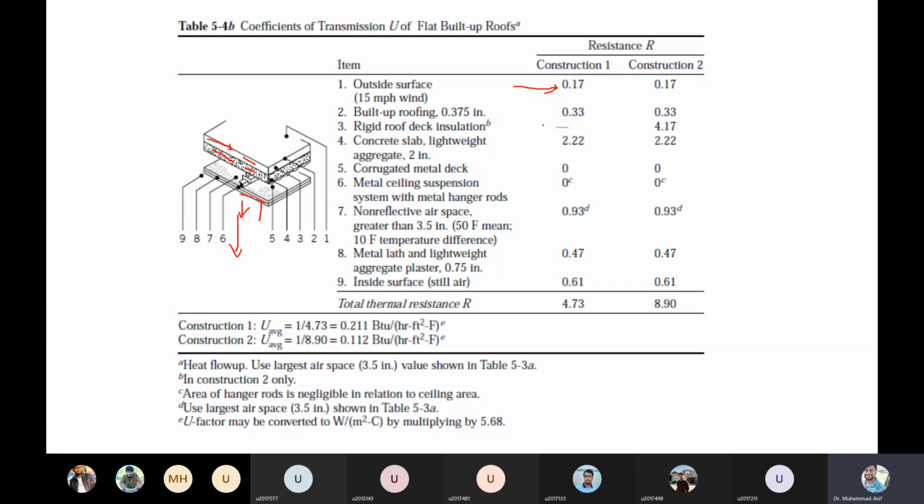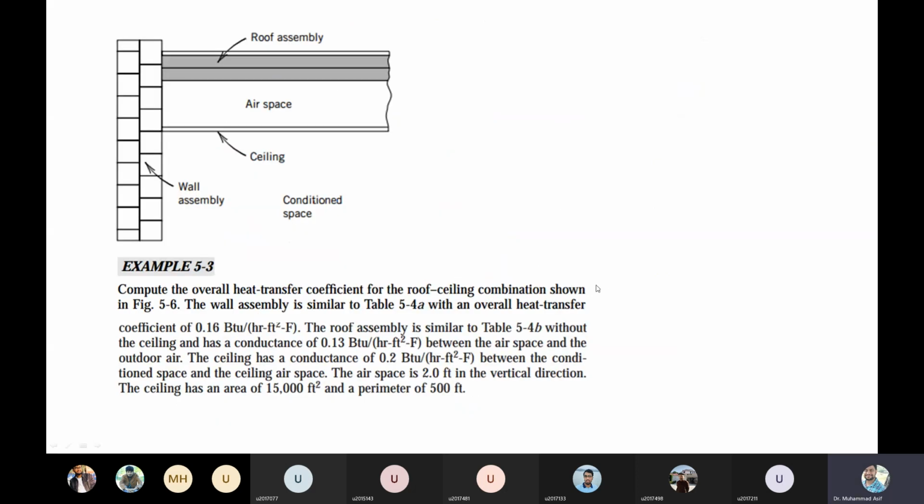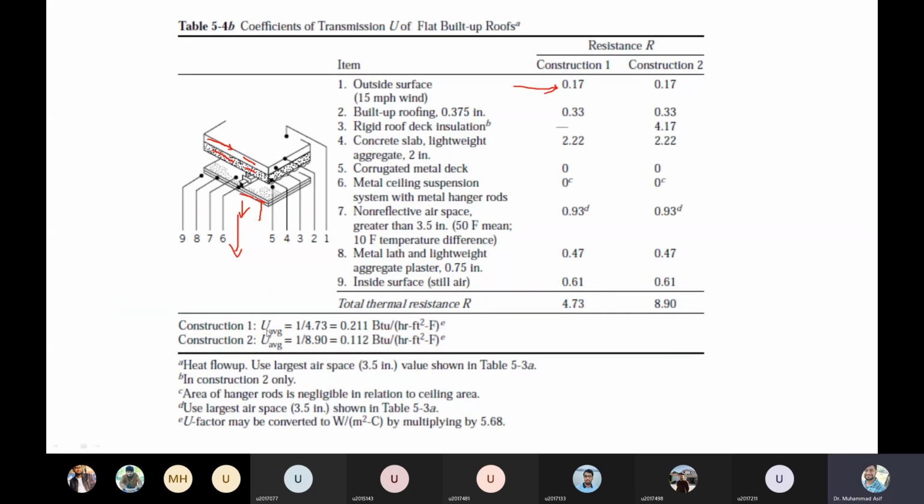Each of the materials has a different thermal resistance. So the overall resistance will be the sum of all the resistances. From the equivalent resistance, we can calculate the overall heat transfer coefficient. And from the overall heat transfer coefficient, we know that the heat transfer is UA delta T. So we can finally calculate the heat transfer between the two points, let's say from inside to outside.